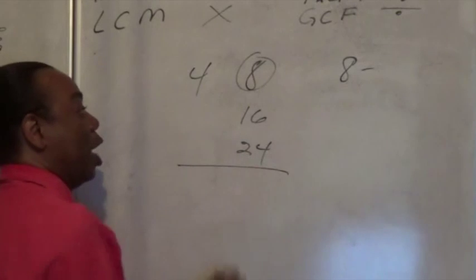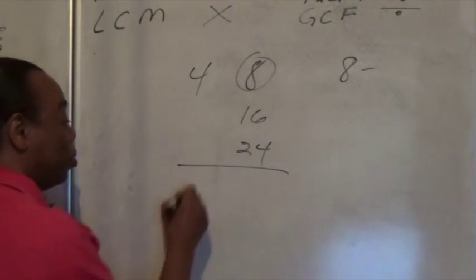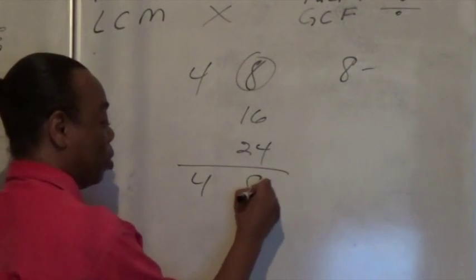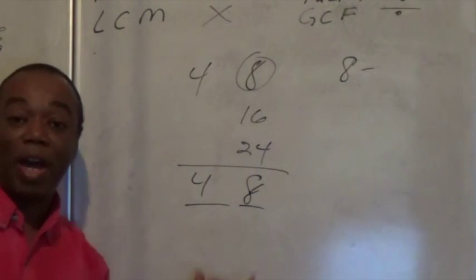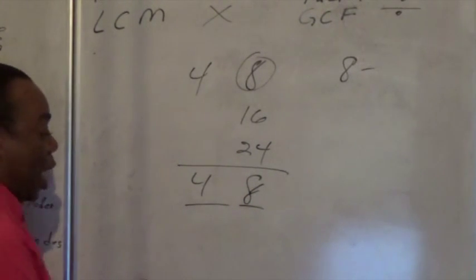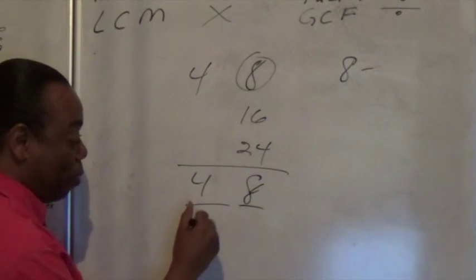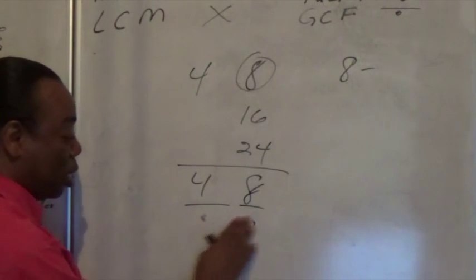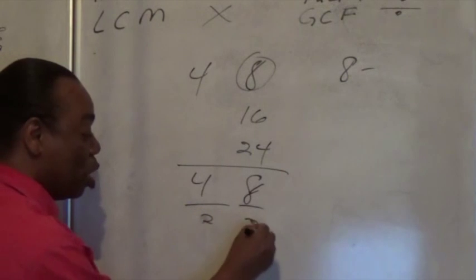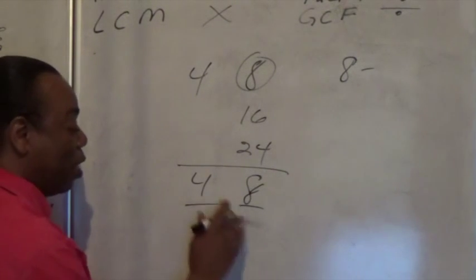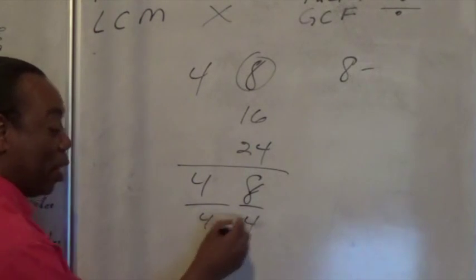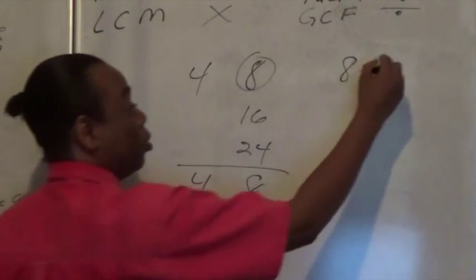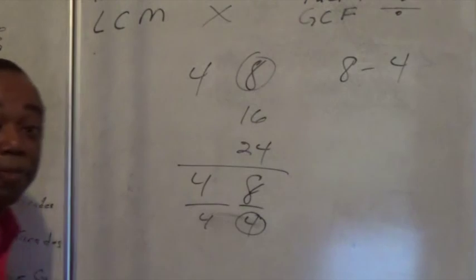Now let's find the greatest common factor. So I put 4 and 8 again, and I divide. What's the greatest number I can divide both by? I can divide both by 1, but that's not the greatest. I can divide both by 2, that's not the greatest. I can divide both by 4, and that is the greatest number I can divide them both by. So it'll be 4, GCF of 4.